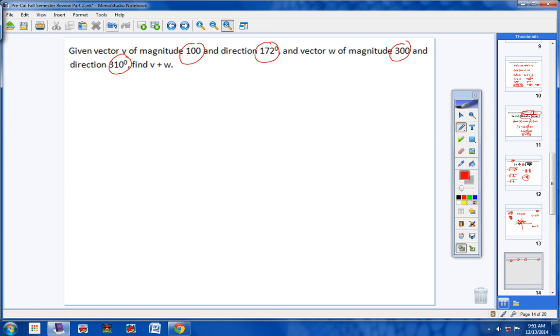Find v plus w. Guys, you do not want to add v plus w unless you convert these both over to component form. So, v has a magnitude of 100 and a direction angle of 172. So let's start with vector v, okay? Direction angle of 172, so all the way to here. That leaves me this small triangle with what degree here? 8. And my magnitude's 100, so my hypotenuse is 100. So I want to find my distance going over. We'll call that x. Don't forget it's negative because you're going across this way, and you're going up, so y will be positive.